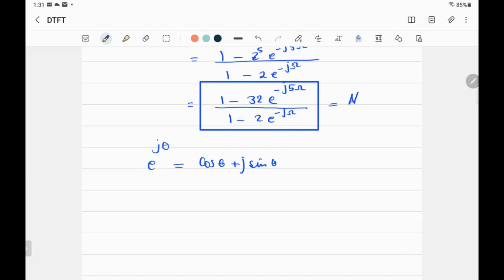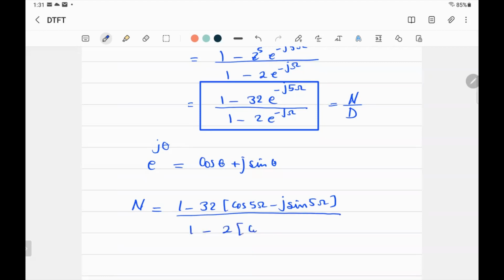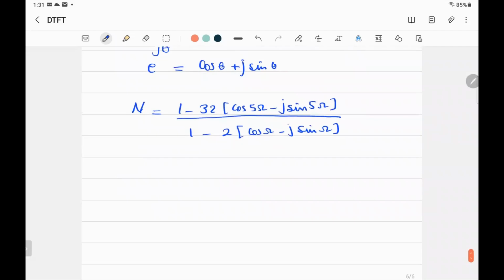So what you will do in this formula, we'll call the top part N and the bottom part D. The top is called N, the bottom is called D. Numerator or denominator? I remember from Laplace, you know. So you have N equal to 1 minus 32 times cosine 5 omega minus j sine 5 omega, divided by 1 minus 2 cosine omega minus j sine omega. That's the D.